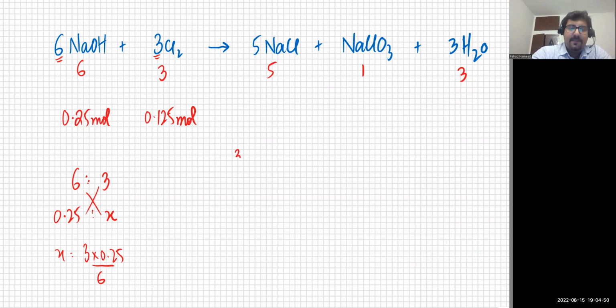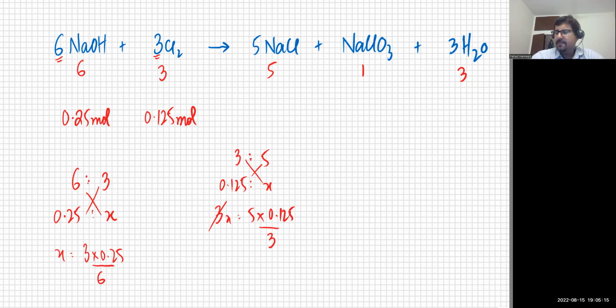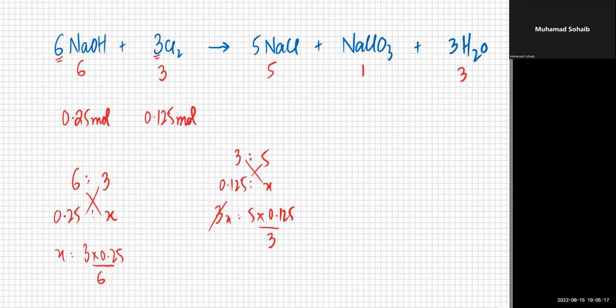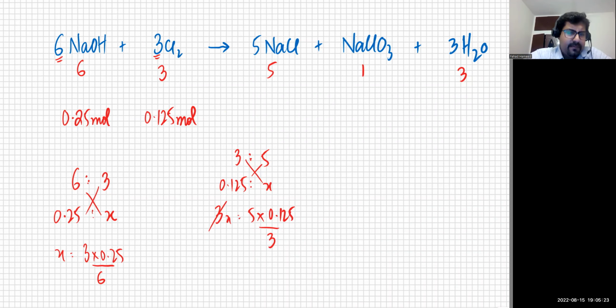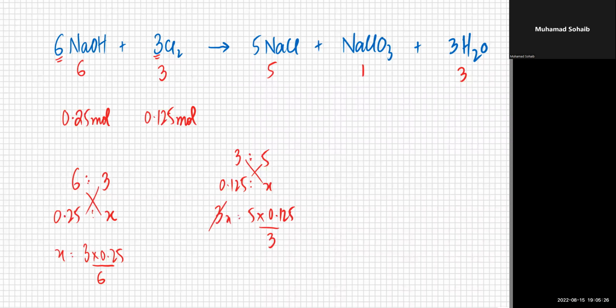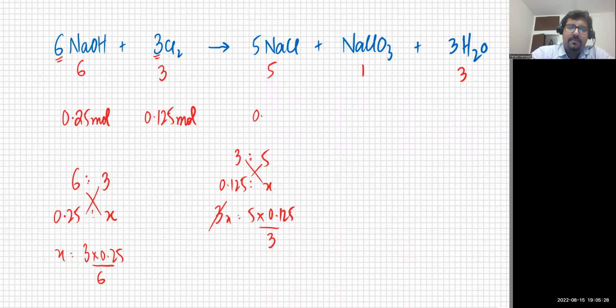Like 3 produces 5. 0.125 produces X. So let's do it here: it's 3 produces 5, and 0.125 will produce how much? It's going to be X. So what do I get for X? Cross multiply, it's going to be 3X is equal to 5 into 0.125, and get rid of the 3. What do we get? 0.625. 0.625? I got 0.208. 0.208 looks more correct.